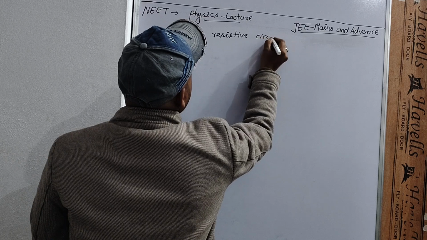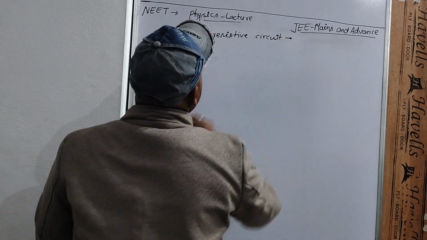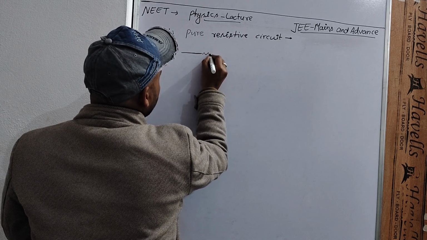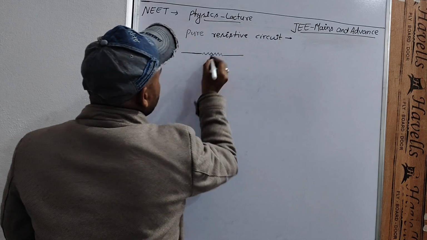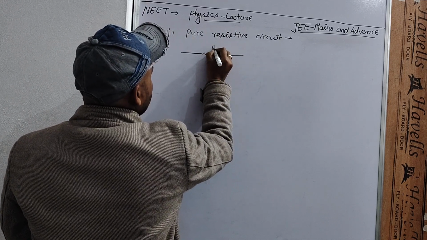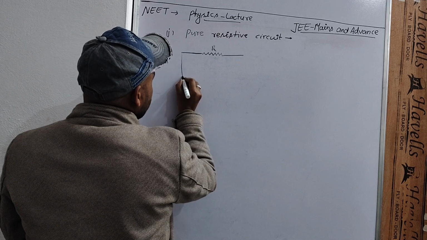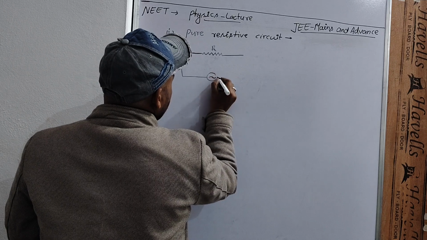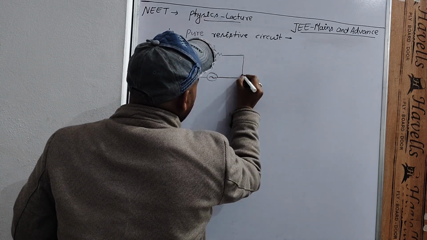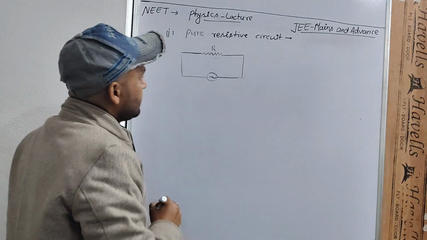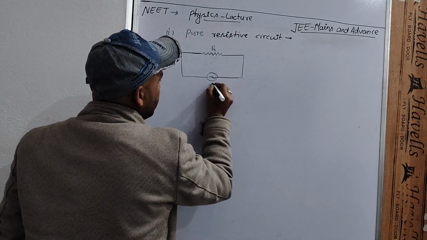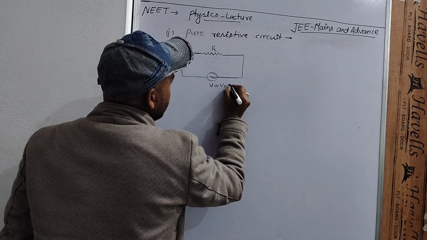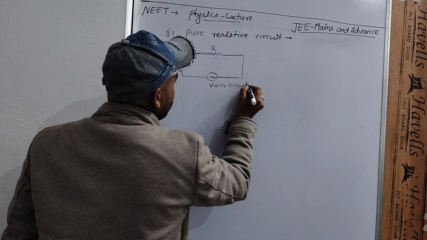Pure resistive circuit. Suppose we have a wire whose resistance is R and it is connected with an AC source, and this AC source having potential which is defined as V is equal to V naught sine omega t.